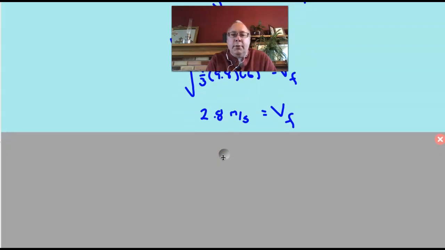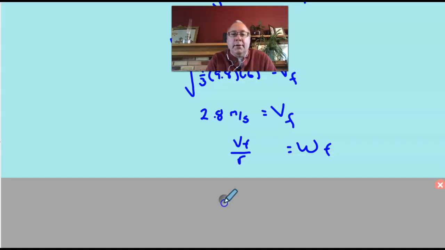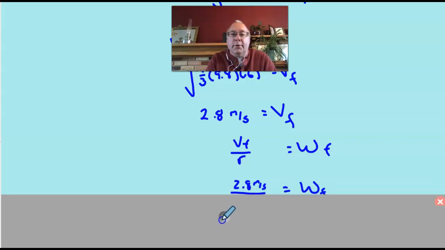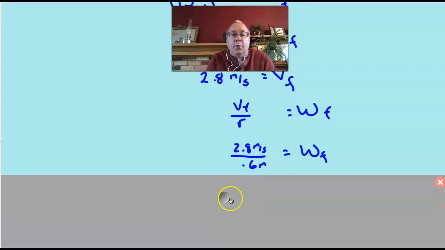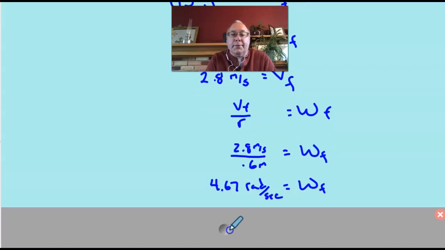If we did want to know the angular speed, it's a pretty quick conversion back, because omega f would be v over r. If we did that, we'd have our 2.8 over our 0.6, which would give us a final angular speed of 4.67 radians per second for the yo-yo. So that's just a quick look at how you can solve a problem like that with rotational kinetic energy as an extra term in our energy terms.